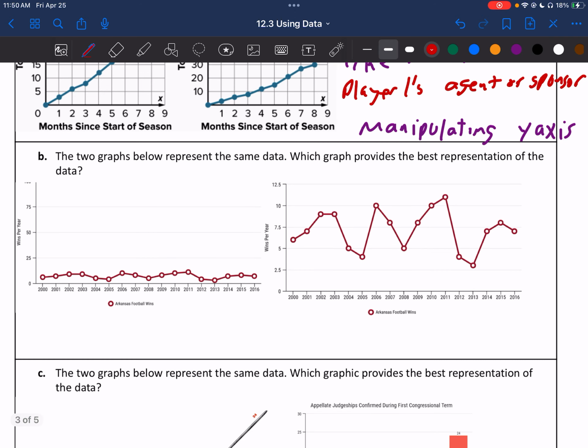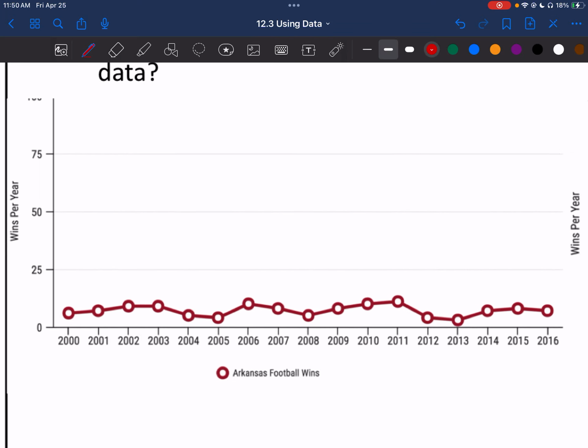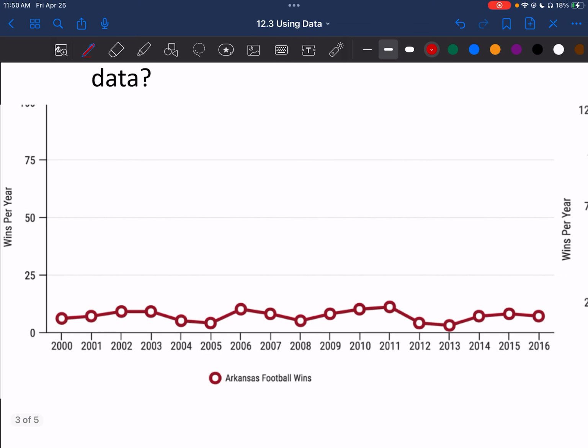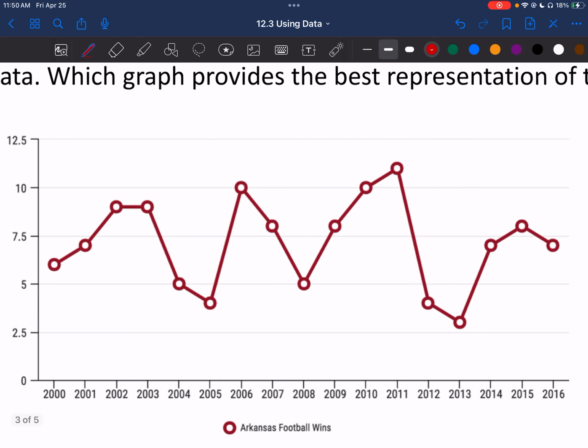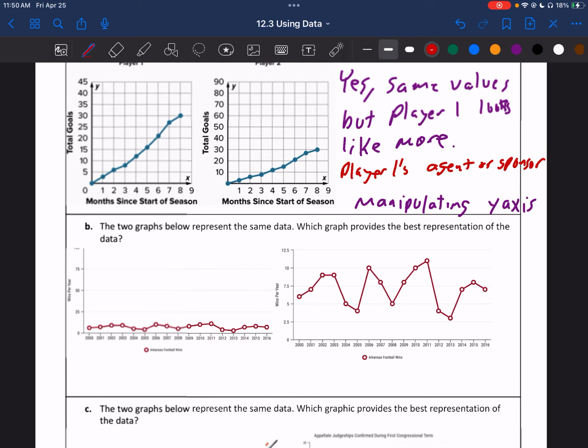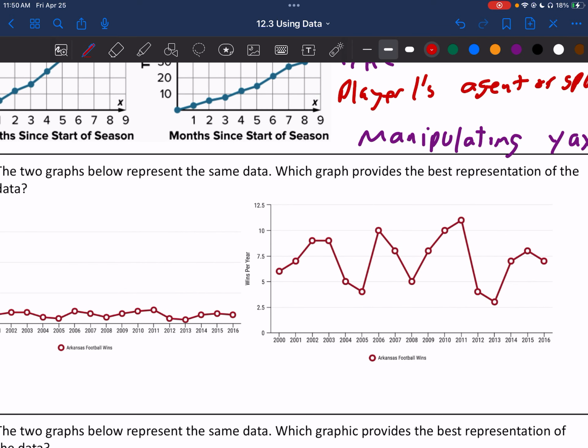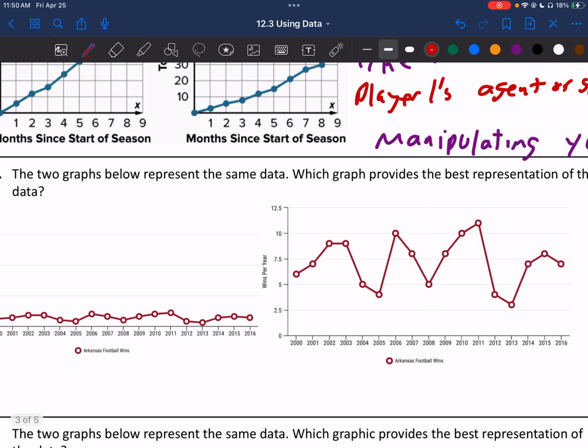All right, let's look at letter B. 2 graphs below represent the same data. Which graph provides the best representation of the data? And well, we've got Arkansas football wins. And so if we zoom in on one, we can see that trend line. And it looks like, hey, you know what? Arkansas looks pretty consistent from 2000 to 2016. But then we look at a graph with a different y-axis and we can see, oh, yeah, maybe they're not as consistent as the graph looks. So which one best represents how Arkansas actually did from 2000 to 2016? It's going to be this one right here.